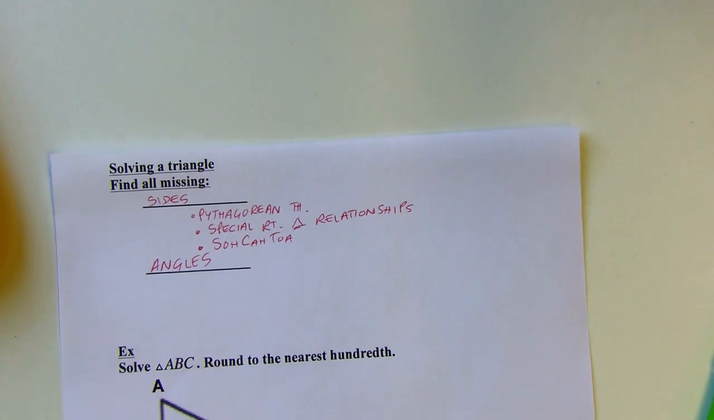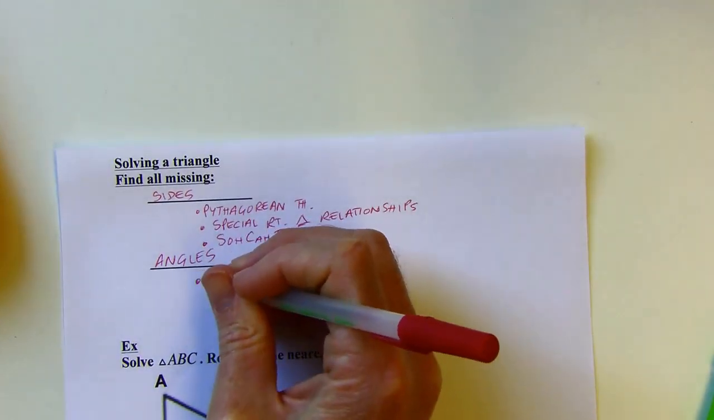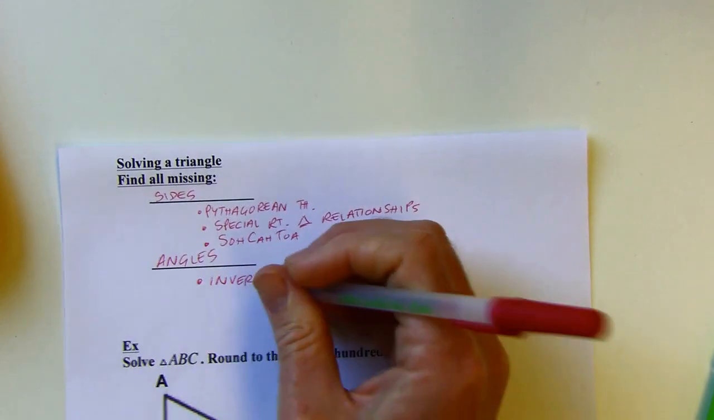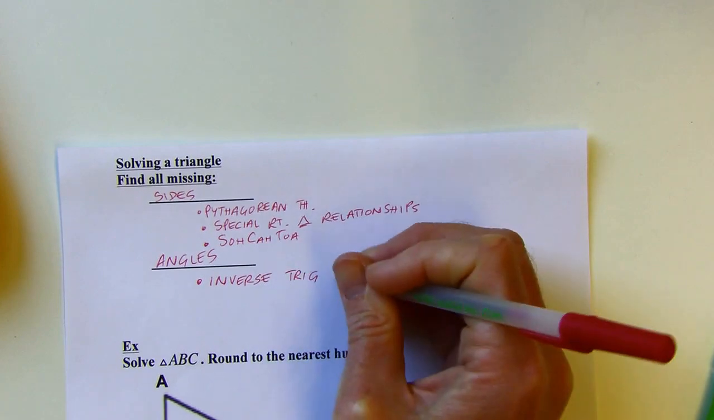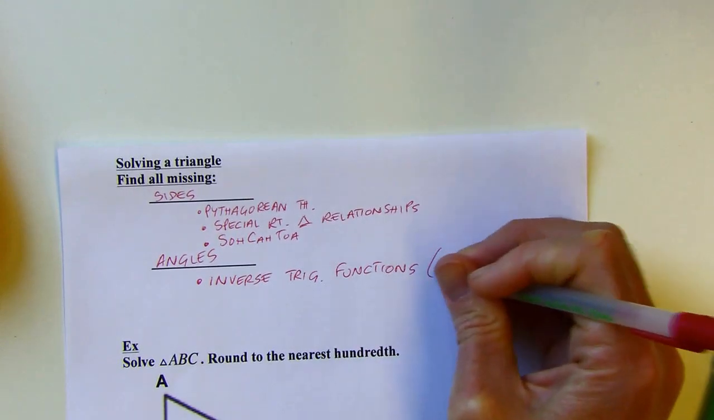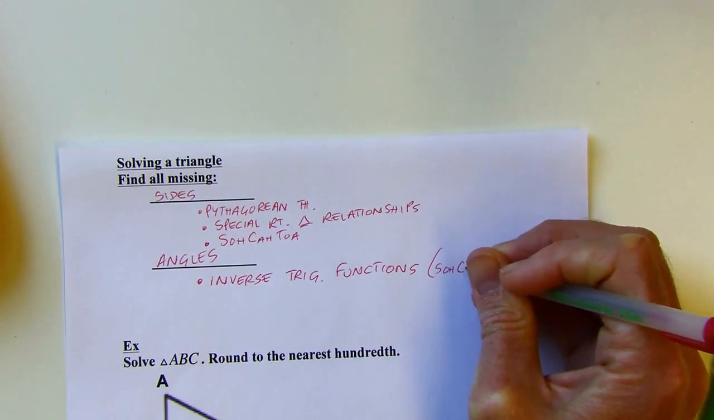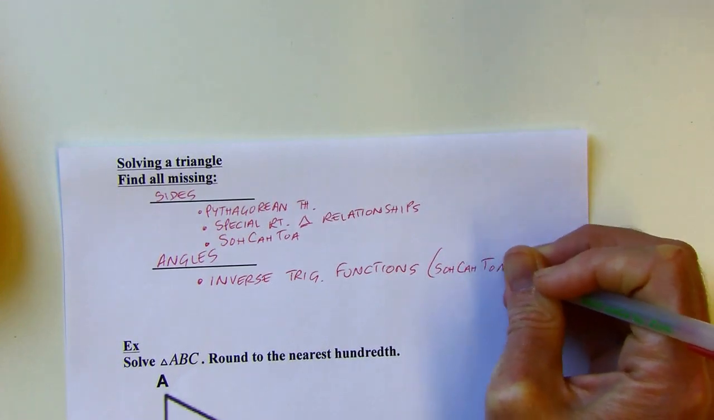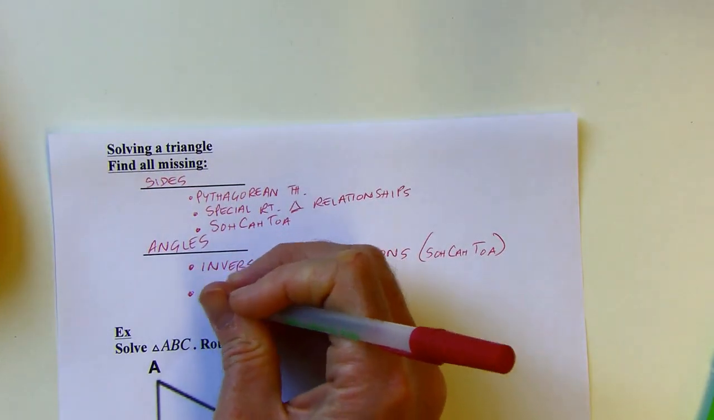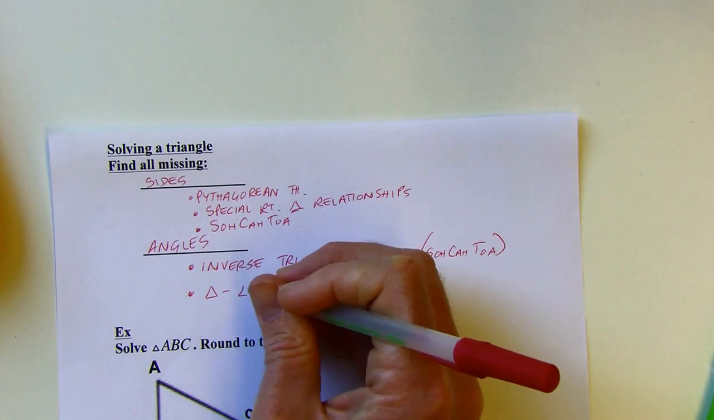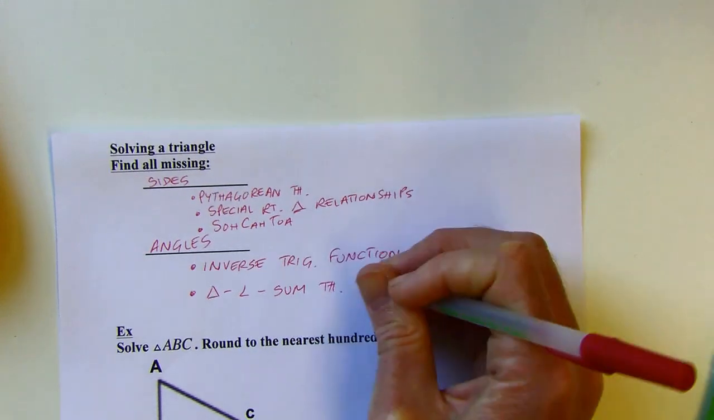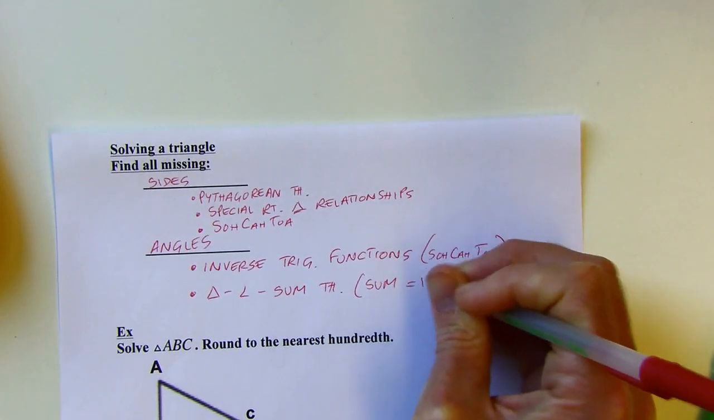Okay? To find the measure of angles, we can do two things. We can use the inverse trig functions, which I just covered. So really, that means we're doing SOHCAHTOA again. It's just you'd have to use the inverse of sine, cosine, or tangent. Okay? But there's another method too. Once you know 2 of the 3 angles, you can get the third one because they all add up to 180. So you can use the triangle angle sum theorem, which just means the sum is 180.